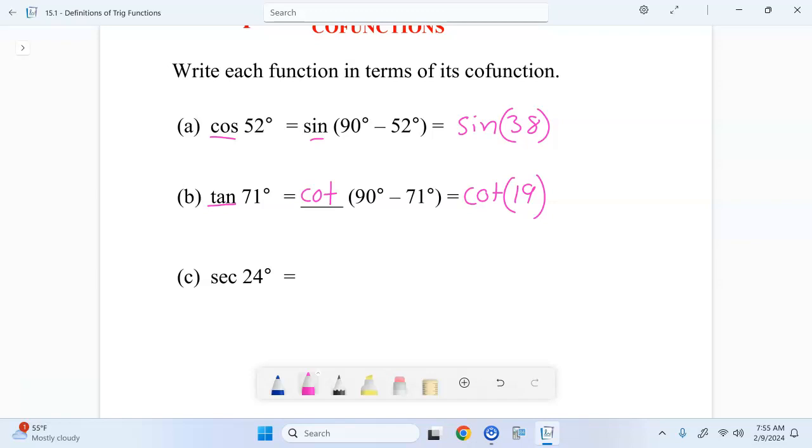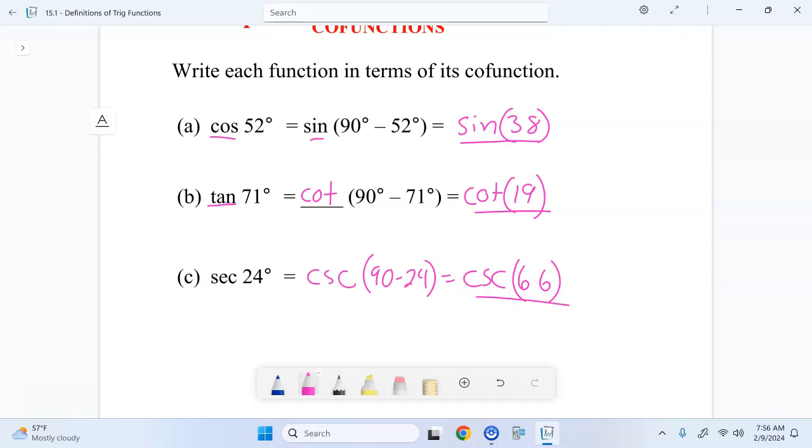Now secant, what function is the cofunction to secant? Not cosecant. Cosecant. Okay, so what are we going to do to get the cofunction for secant of 24? 90 minus. What is 90 minus 24? Okay, so there's our cofunctions. Sine 38, cotangent of 19, cosecant of 66.